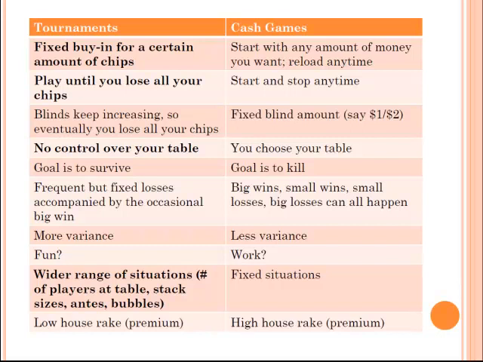In tournaments, the blinds keep increasing, so that eventually you lose all your chips, and in cash games, there's a fixed blind amount. In tournaments, there's no control over your table. You get randomly moved to a table, and your opponents are all randomly selected, whereas in cash games, you get to choose your table.